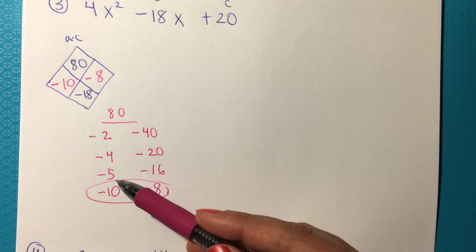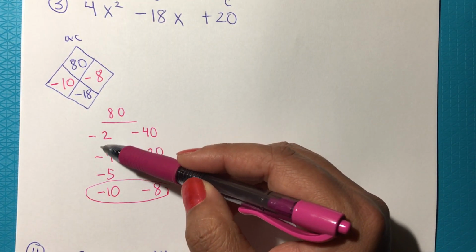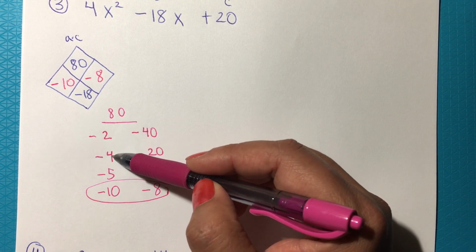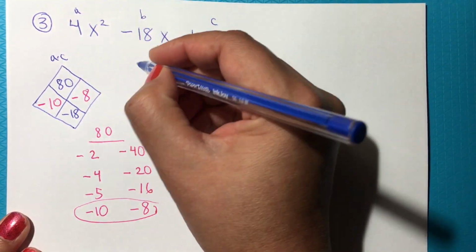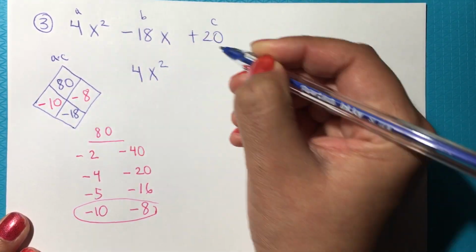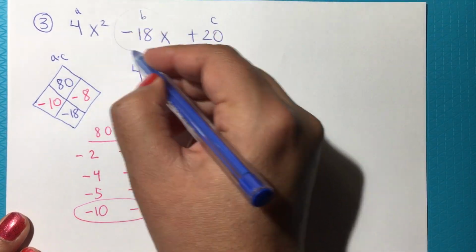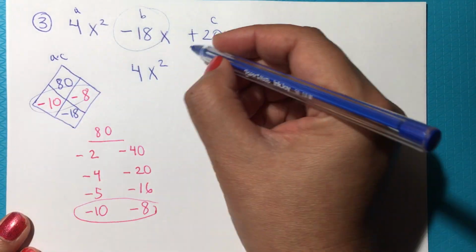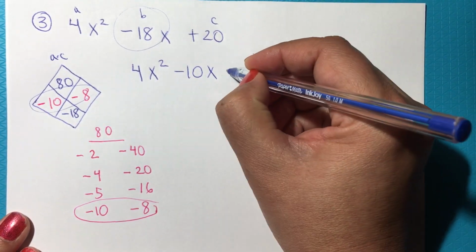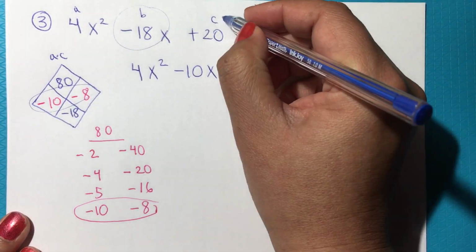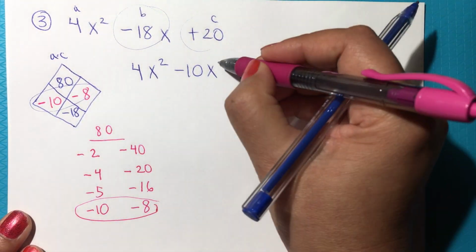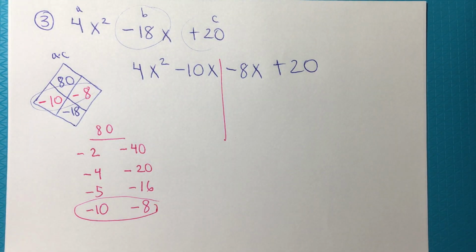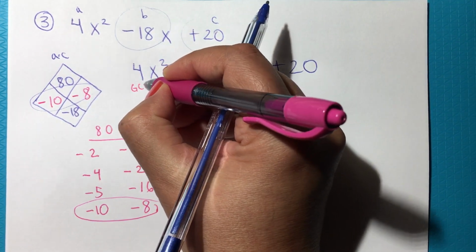Why did I skip 8 in here? And for 8, the rule is that if it's divisible by both 2 and 4, it's divisible by 8. Both of them, okay? So now the first term, we copy it the way it is. The middle term is replaced by this one, so negative 10x and negative 8x. And the last term, we just copy it the way it is. And now we're able to do grouping. We get the greatest common factor for both.